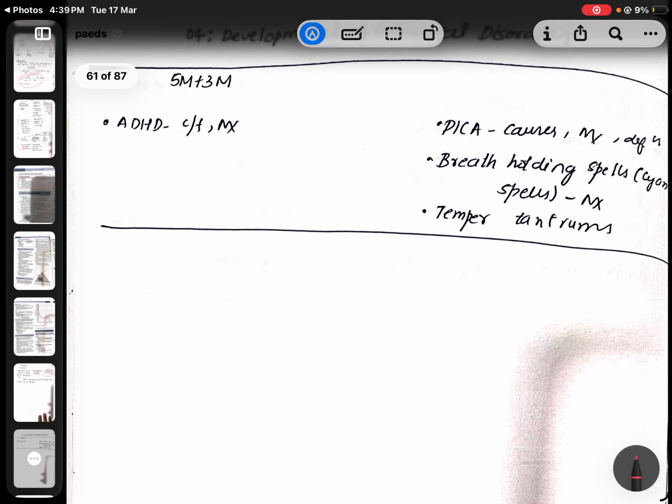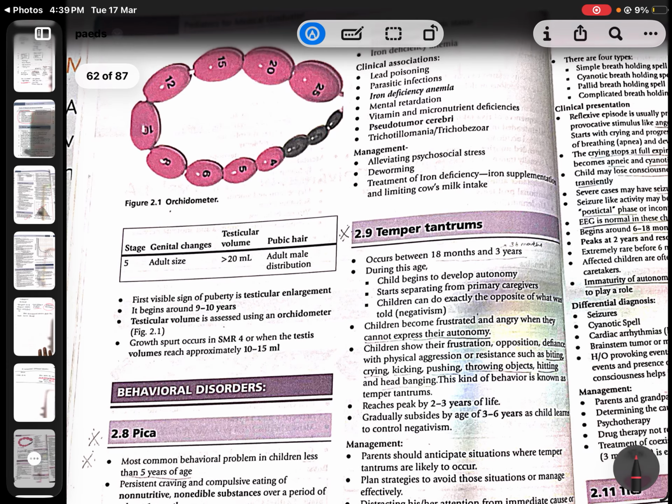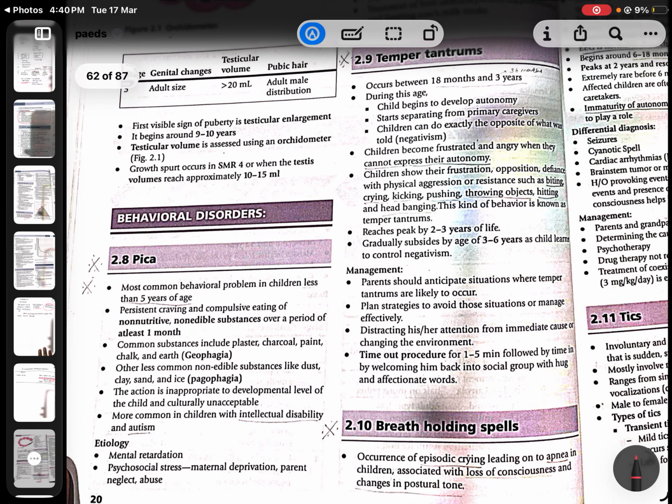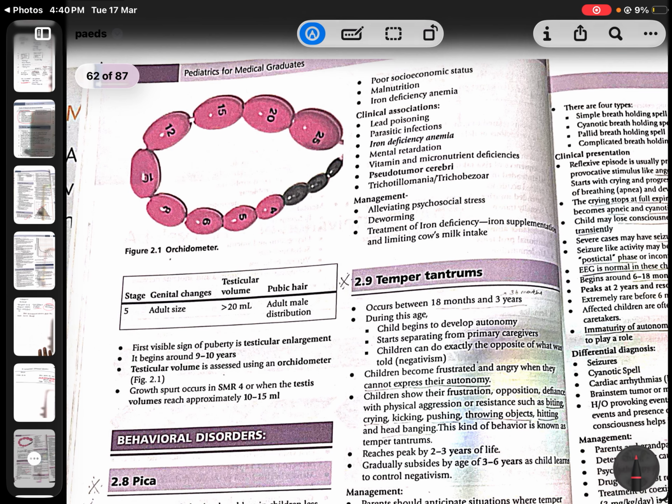Then related to ADHD and pica, breath-holding spells we have already dealt with in CBS itself. Okay, I'm not discussing much on that. Again, pica, they have discussed how to go about it, what the types are, what the etiology is, and how you treat the condition. The major thing is your associations, which you need to know. Based on that you can rule out those associations, whether they are there or not. Again, you can manage it accordingly.